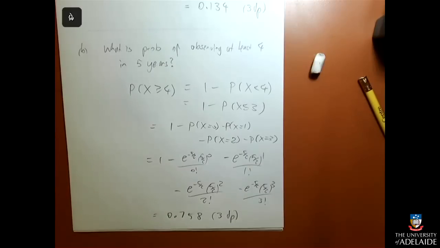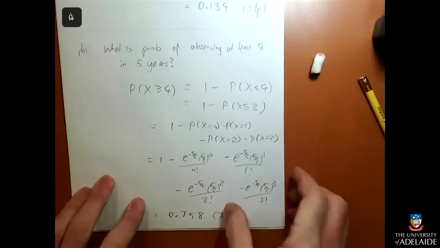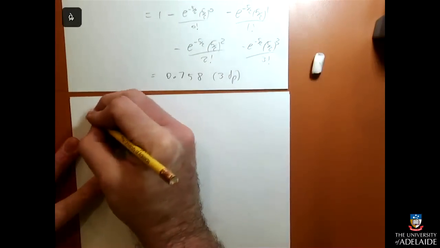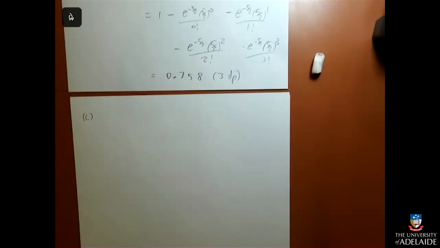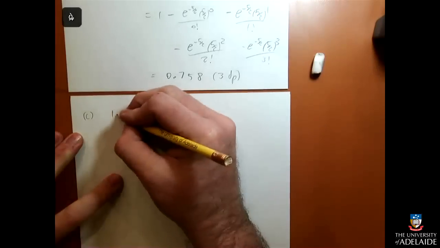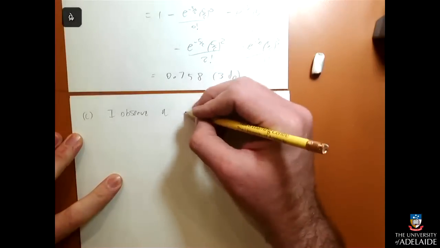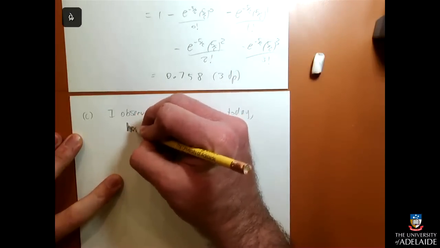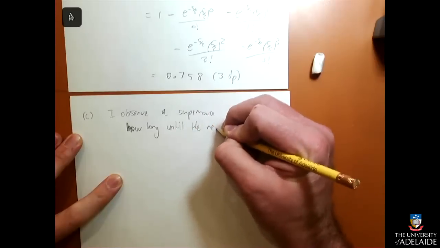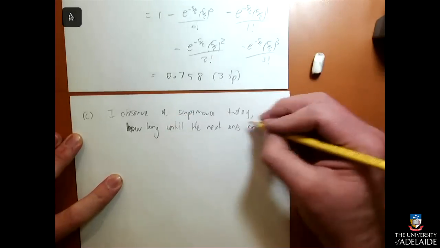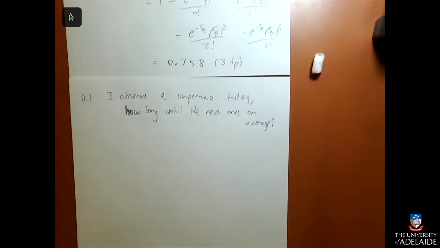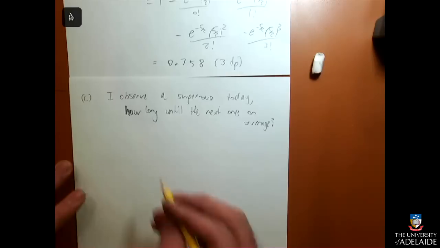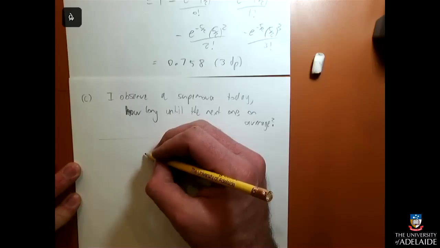There we go. Cool. Right. All right. So then if I wanted to figure out, how long is it until the next one? I observe a supernova today, how long until the next one on average? That's not a probability question, that's an expected value question, but I don't even need the probability distribution to answer that. I can just say, well, they happen once every 2 years, so 2 years.